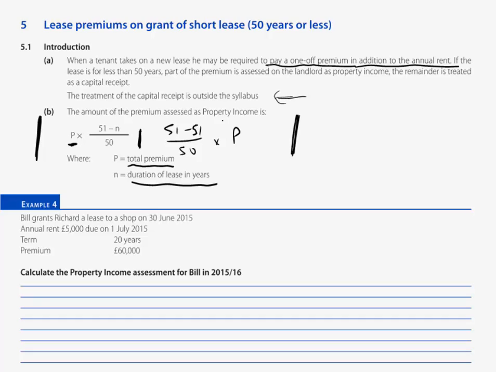None of that premium would be treated as income. The entirety of it would be treated as capital, and that bit, remember, we don't have to worry about. So it's only the income element there. What you've basically got is a sliding scale between 1 and 51 years. So basically moving on a 2% basis a year between 100% of the premium being treated as income if it's a 1-year lease to 0% of that premium being treated as income if it was a 51-year lease.